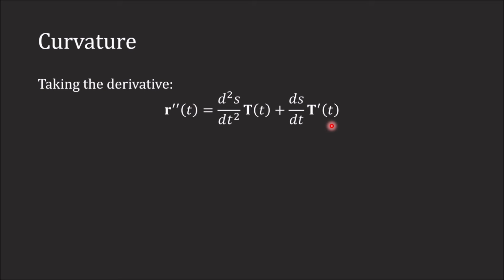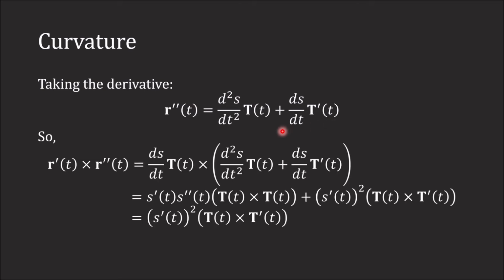If we now look at the cross product of r prime and r double prime, it'll be ds/dt times T crossed with d squared s/dt squared times T plus ds/dt times T prime. We can use properties of cross products to say this is going to distribute in, so it'll be this term cross this term plus this term cross this term. We're going to wind up with a T cross T. Any vector crossed with itself is always the zero vector. So this first term is just 0. So all we're left with is this here, s prime squared times T cross T prime.